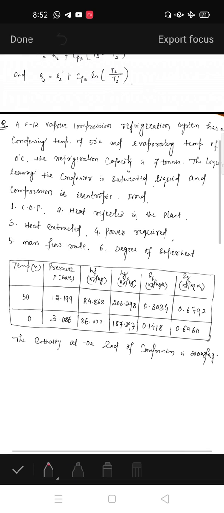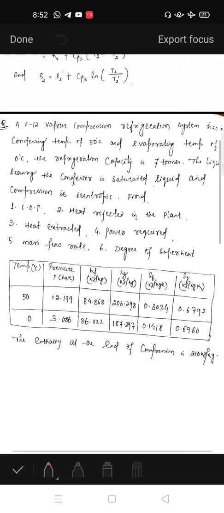You know 1 ton of refrigeration is equal to 3.5 kilowatt, or in terms of kilojoule per hour, 1 TR is equal to 14,000 kilojoule per hour. So you can convert to any unit, no problem. The liquid leaving the condenser is saturated liquid and the compression is isentropic.